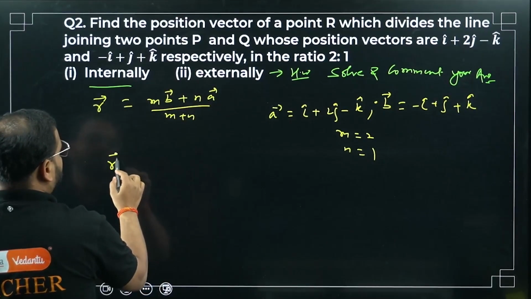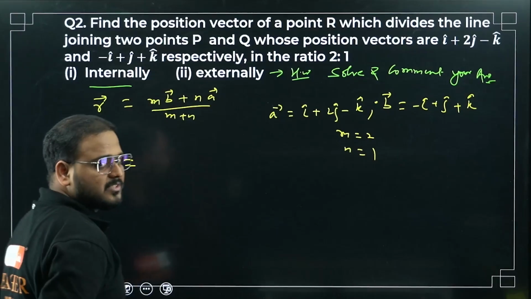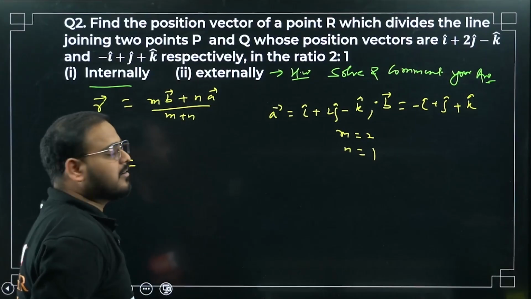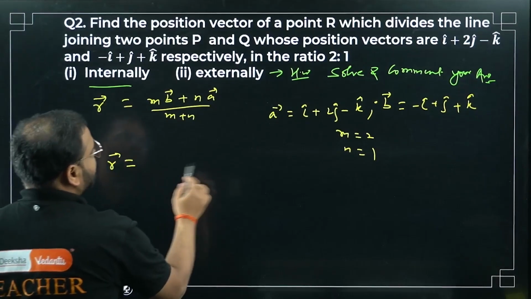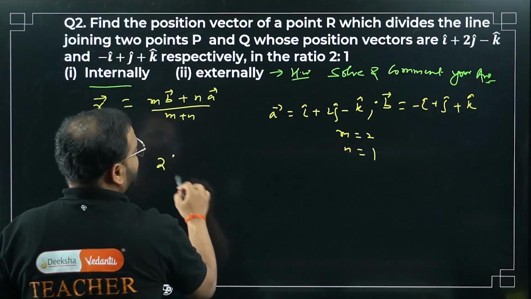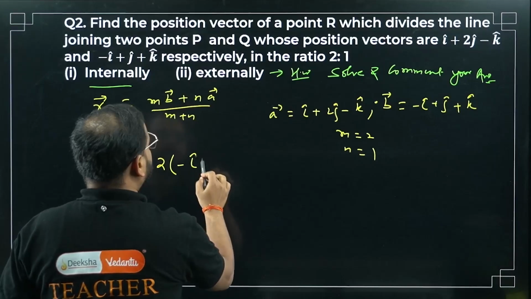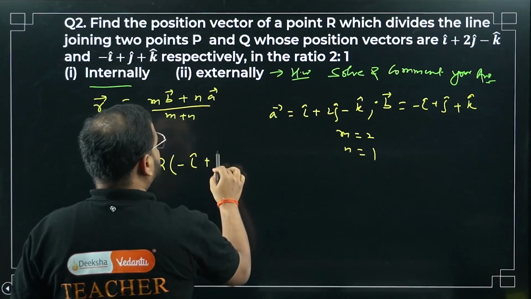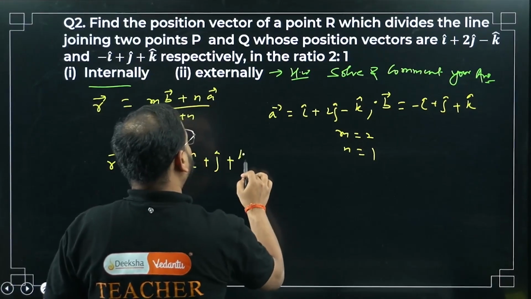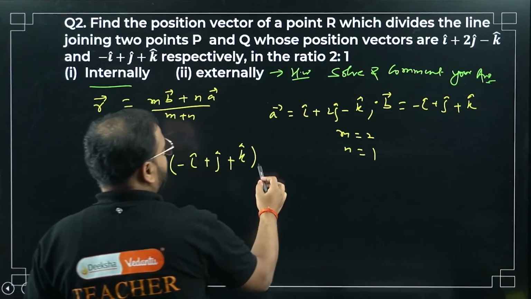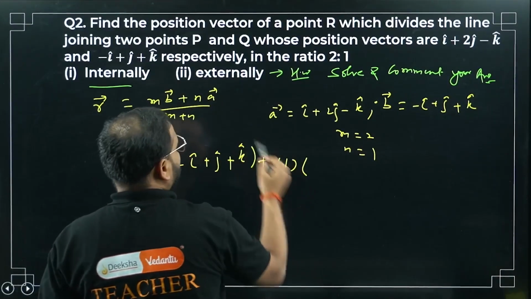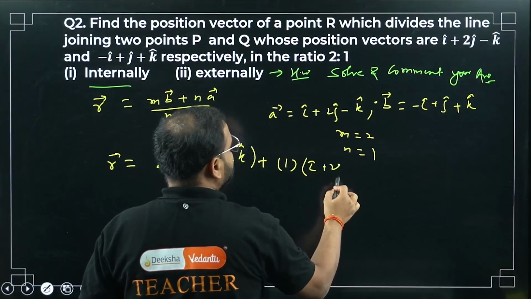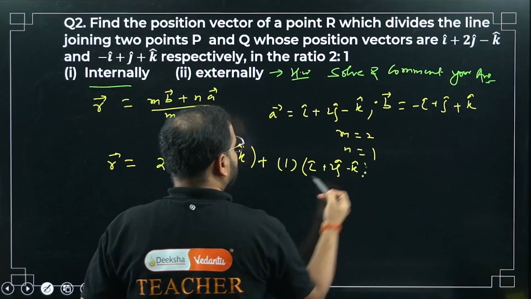The position vector of R, which is what? The point which is creating the section 2:1. Okay, so M will be what, bacha? 2 times of B, right? So minus i cap plus j cap plus k cap, okay, and plus N means 1 times of A. So i cap plus 2j cap minus k cap.